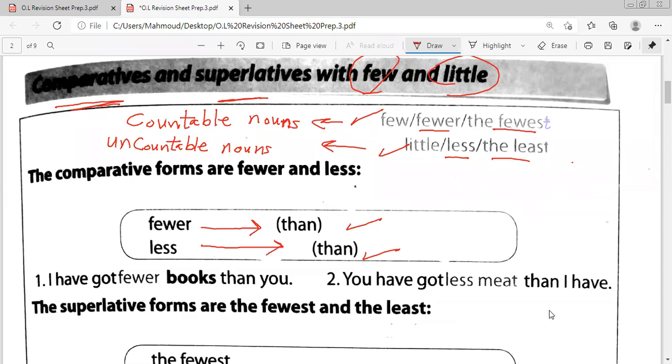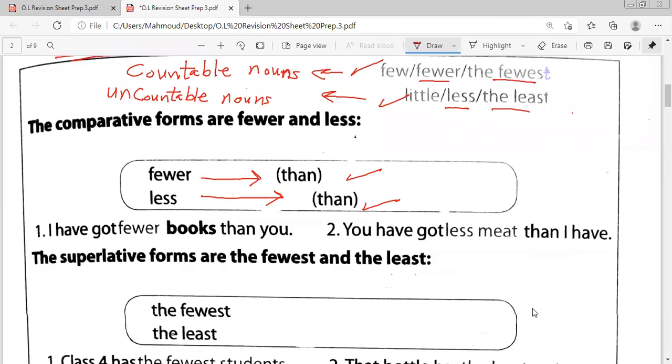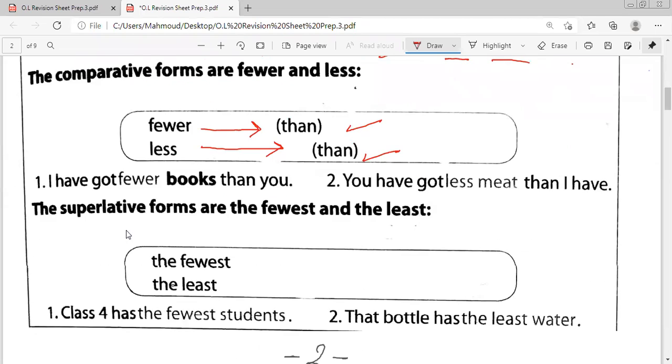So fewer than, you can use it with the countable nouns, and less than, you can use it with the uncountable nouns. Like this example, I have got fewer books. If you look at the word books, you'll find it's plural here. It's a countable noun, because it's plural, so you can use fewer with it. But here, meat is an uncountable noun, so we will use less with it. You have got less meat than I have.